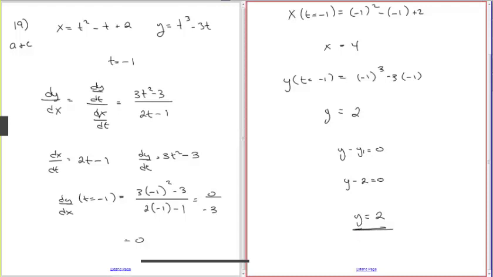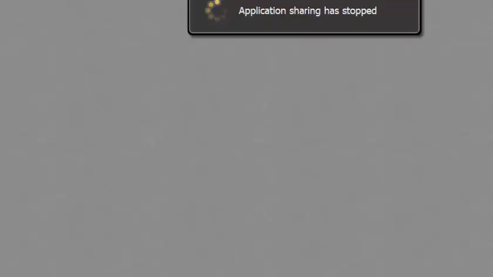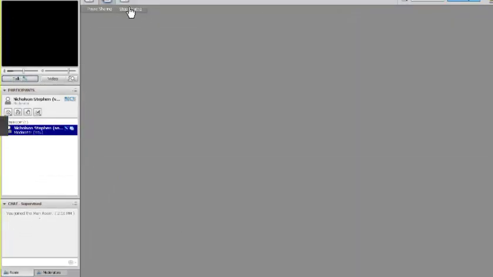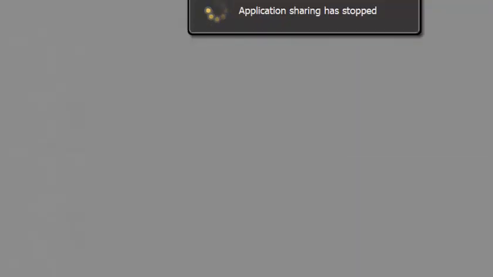So let me minimize this. I need to open up the other window, so now I can close this and open the other one. Oh, got something wrong there. Shared the wrong screen. Okay, so now we're at where we need to be.